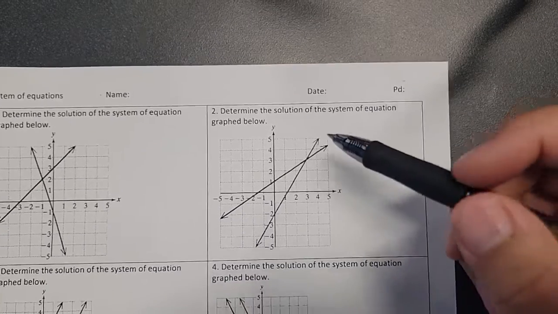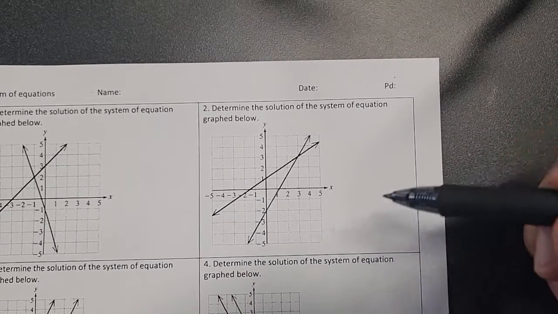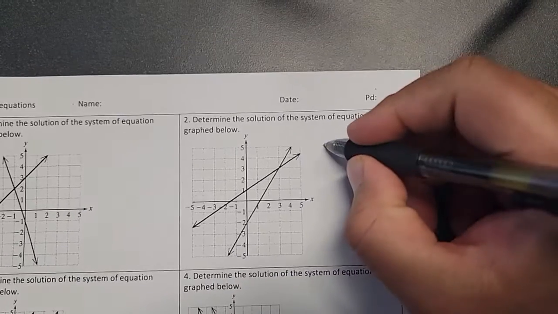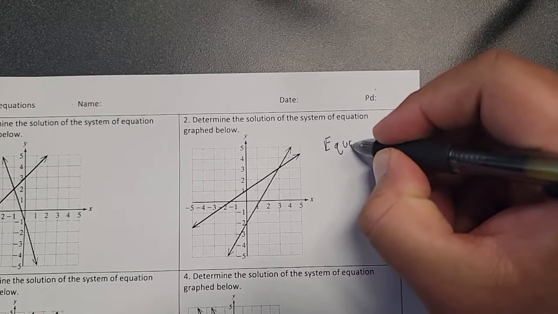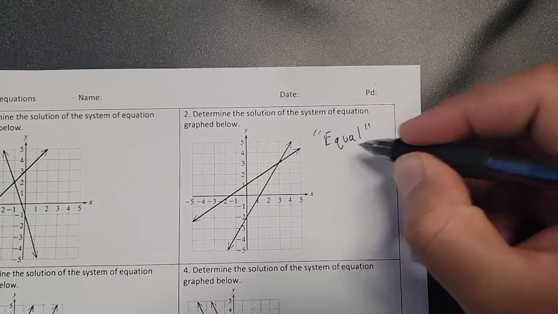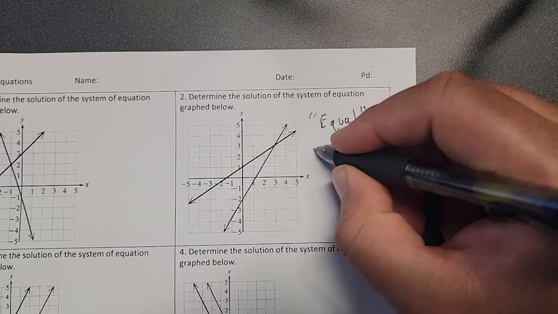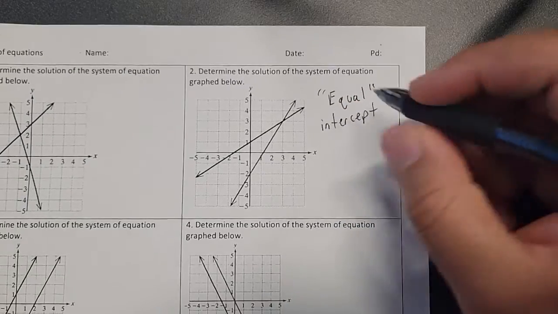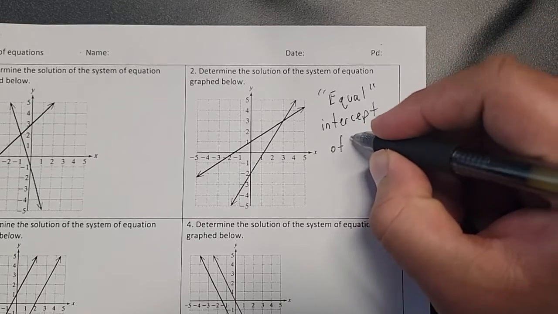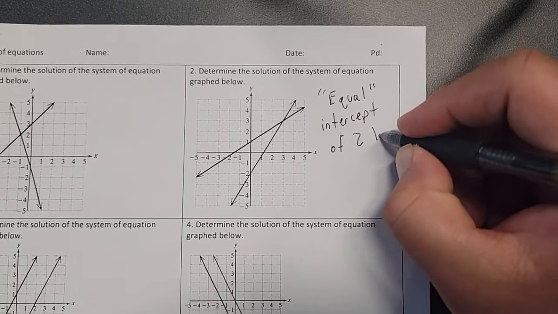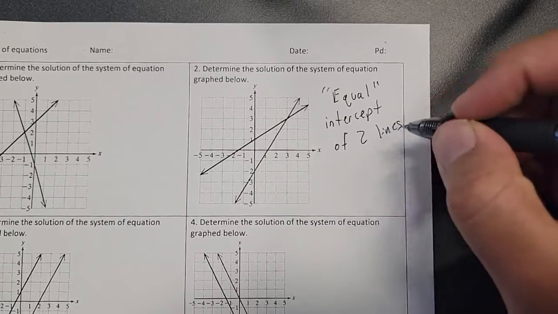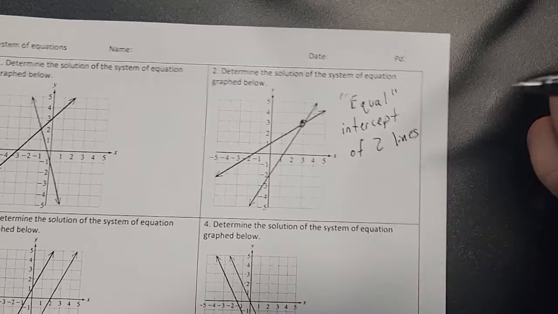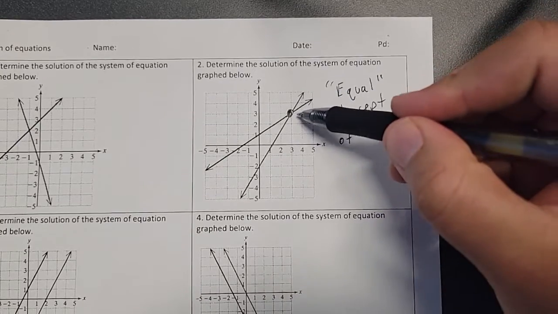All right, so we're working with systems of equations, and the easiest way to explain this is we have two lines, and we want to find out when they are equal to each other. And they are equal wherever they intersect, right? So we're looking for the intersection of two lines. In this case, it's wherever they cross and touch. So we put a dot, and these two lines are equal at that point.